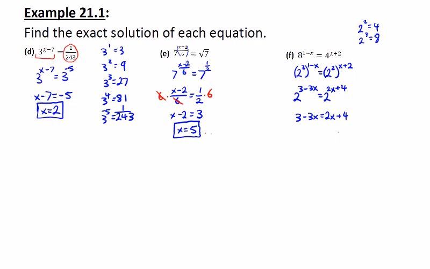I'm going to add 3x to both sides, getting 3 is equal to 5x plus 4. Now I'll subtract 4 from both sides to get negative 1 is equal to 5x. And then finally divide both sides by 5, and then I have negative 1/5 is equal to x. And this is our one-to-one property for exponential equations.